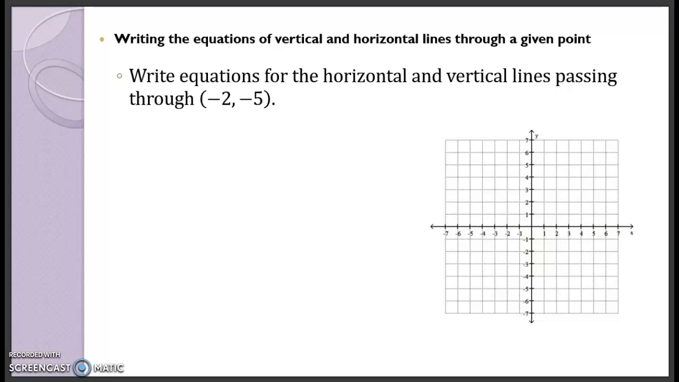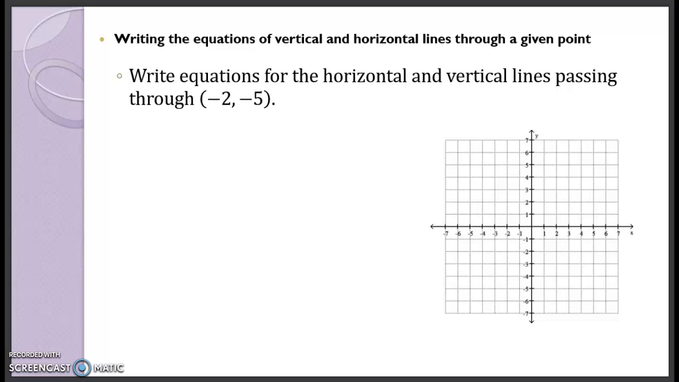Hey everybody! This video is going to talk about writing the equations of vertical and horizontal lines through a given point. So, the question says to write equations for horizontal and vertical lines passing through the point -2, -5. Well, first let's talk about what this is going to look like.